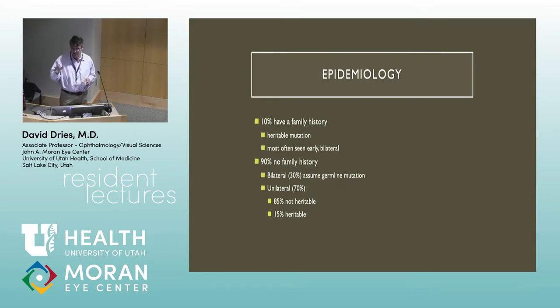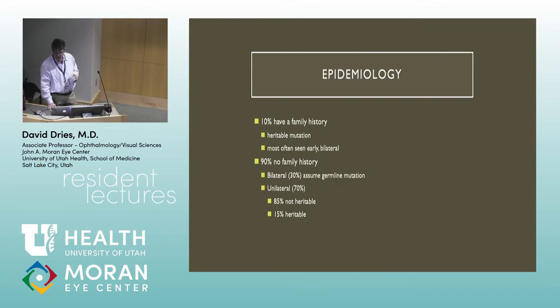So I'm just going to ask this question, just let this sit in your mind. For those 9 out of 10 kids with no family history, where are those mutations coming from? There's a mutation in one of the RB genes, right? So where's it coming from if there's no family history? Just think about that. Hold that question in your mind because it's something we'll get to.